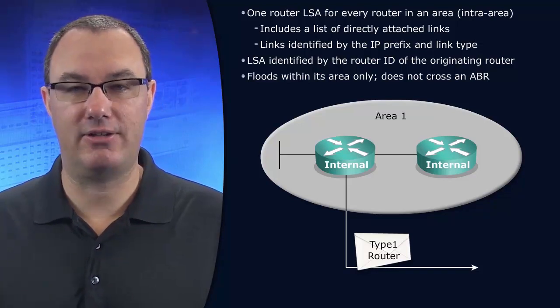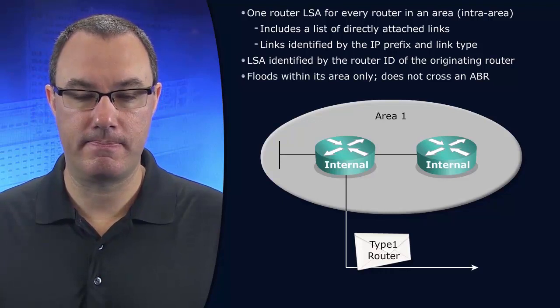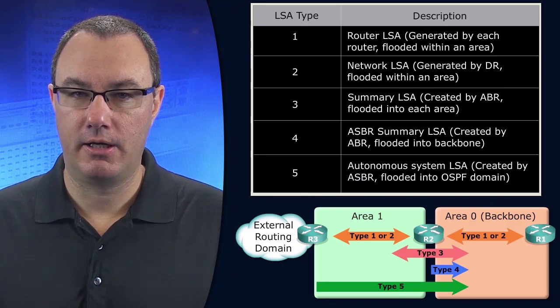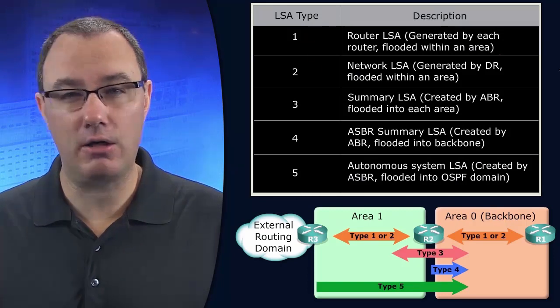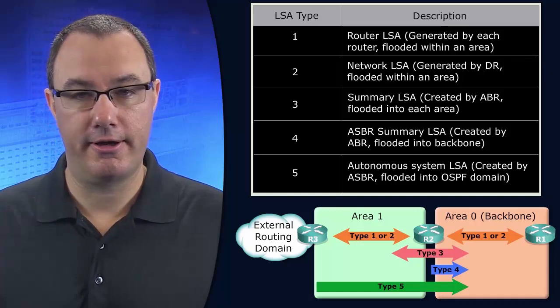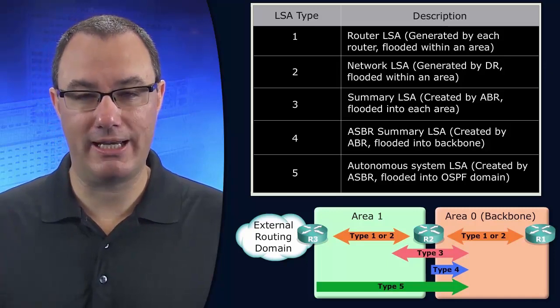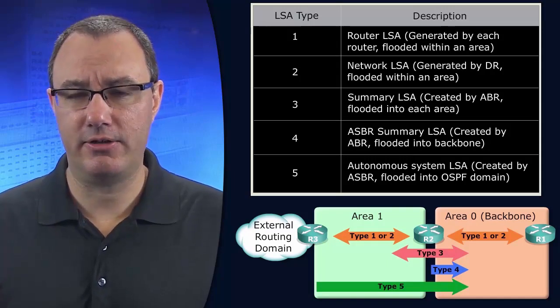Now, what LSA types make up intra-area routes? We need to know this. OSPF LSA types 1 and 2 comprise all knowledge about how to get around our own area. So types 1 and 2. So there are two of these. And to understand OSPF LSA types 1 and 2, we need to think in terms of, well, what are these?